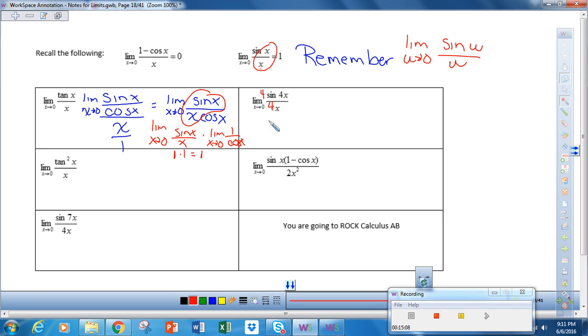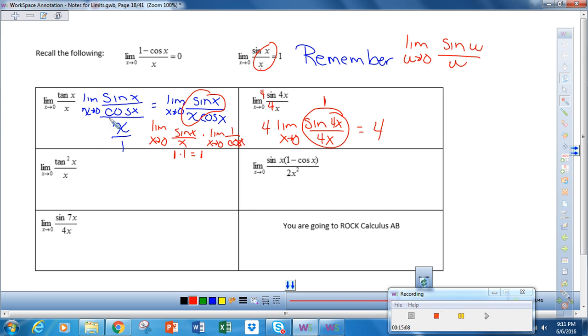Okay? So that gives me 4 times the limit as x approaches 0 of sine 4x over 4x. And we know from this property that this is 1, so my answer is 4. It's a nifty little tool, okay?